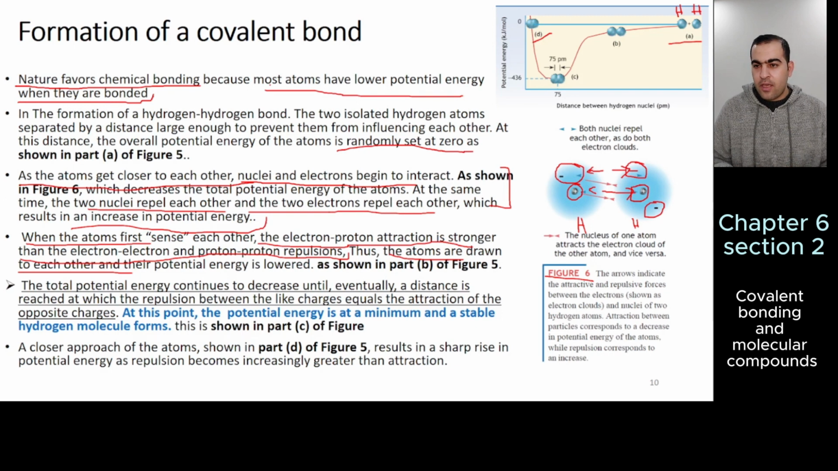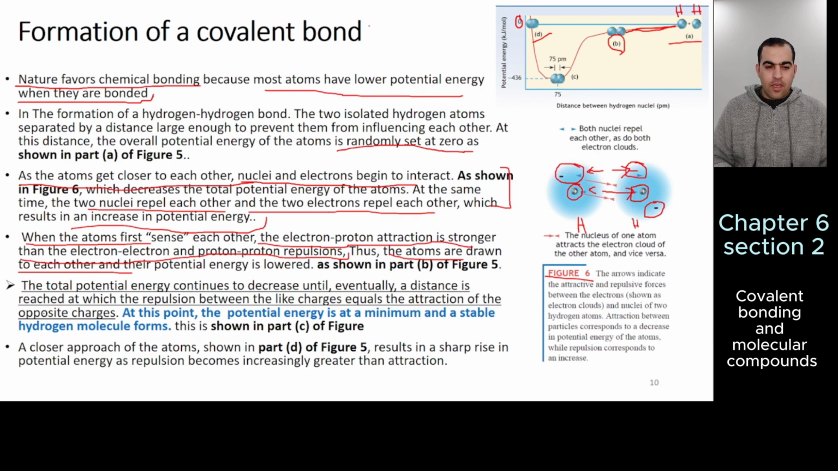This is explained here in part B. At the beginning, atoms have high attraction. This line explains the potential energy. Potential energy at the beginning is zero. Okay, we said randomly, it's not really zero. We set it at zero to understand how potential energy decreases. So at the beginning, they have high attraction to each other, and they get closer. And what happens? Their potential energy is lower, by the attraction.